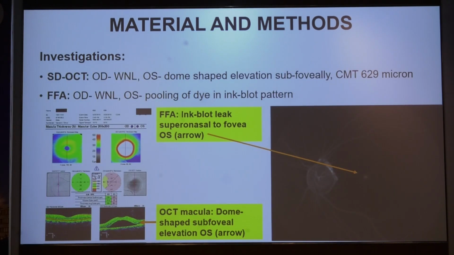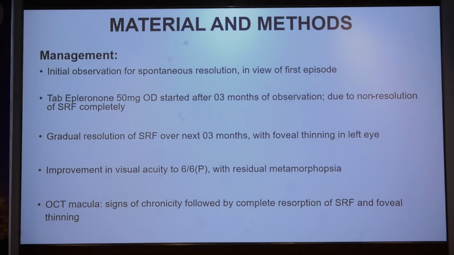The OCT macula of the right eye was within normal limits, and the left eye showed a characteristic dome-shaped elevation subfoveally. The central macular thickness at this point was 629 microns. The fundus fluorescein angiogram showed a pooling of dye in a characteristic ink blot pattern in the left eye. So with the clinical presentation and initial investigations, we came to the diagnosis of CSCR left eye.